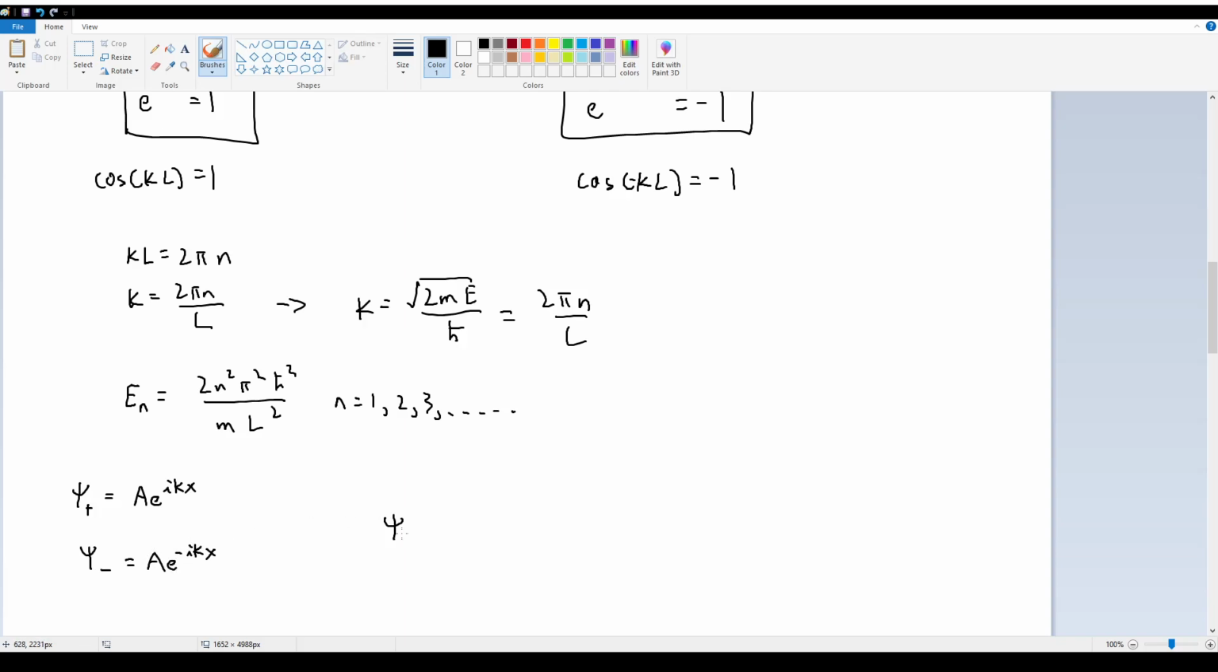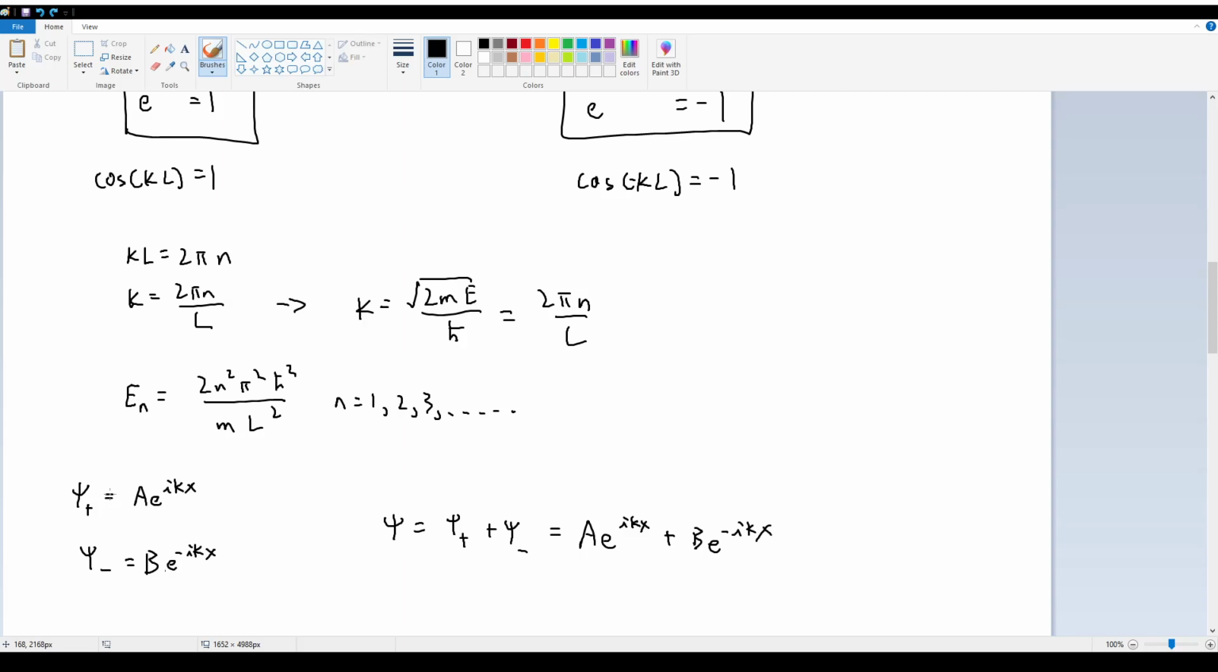Because the general solution is going to be the linear combination of psi plus and psi minus. Hopefully this is familiar to you if you've taken linear algebra. So this is not A e to the negative ikx, it's B times e to the negative ikx. So the actual general solution is A e to the ikx plus B e to the negative ikx. But individually, these are valid solutions as well.